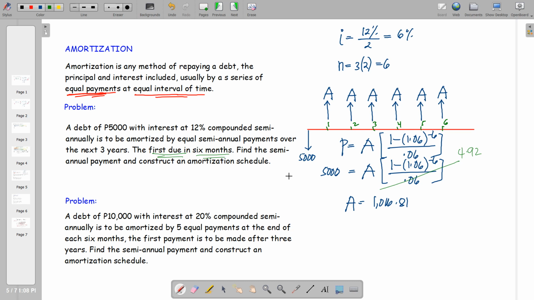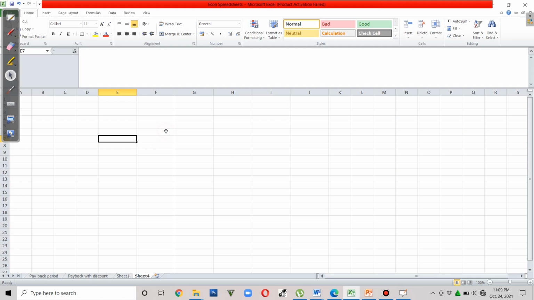So here we are now ready to draw our amortization schedule. So I'm gonna switch to the Excel, no?